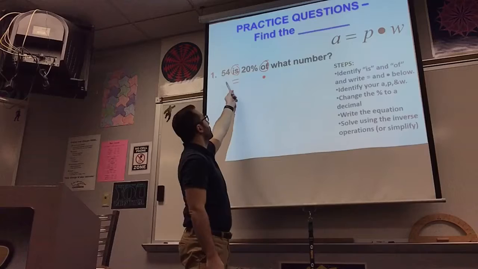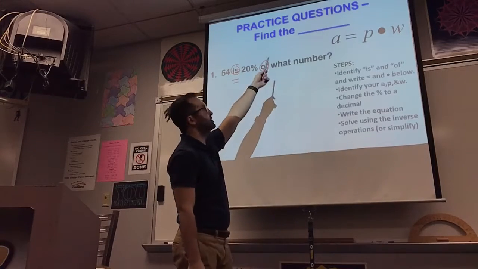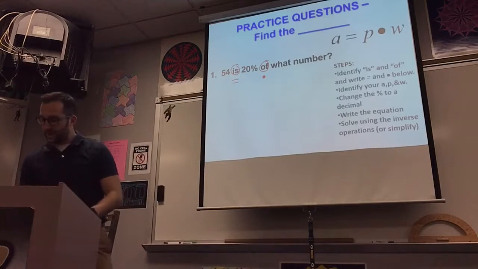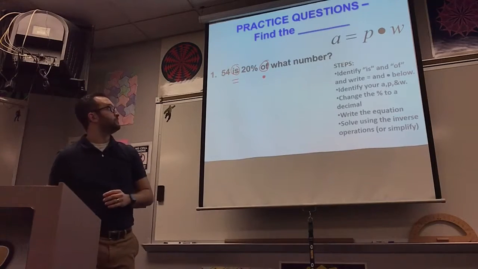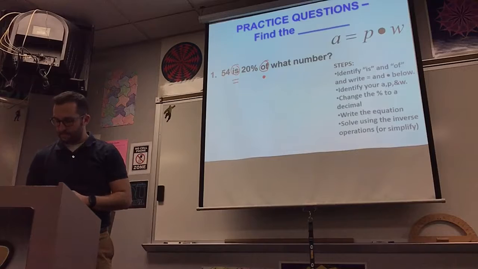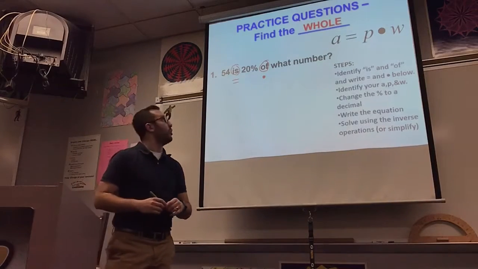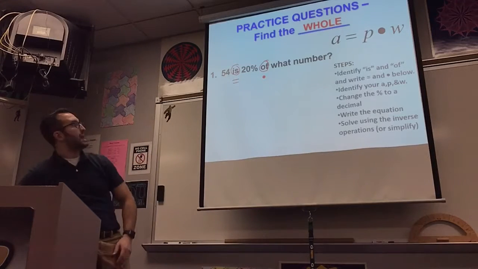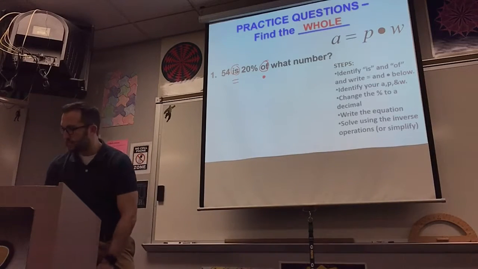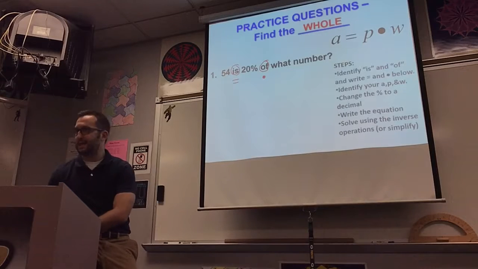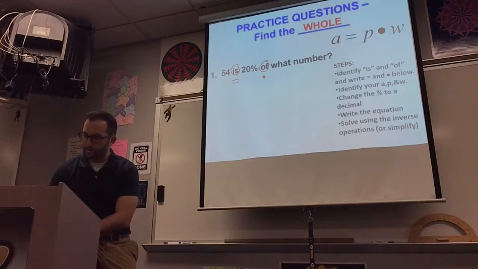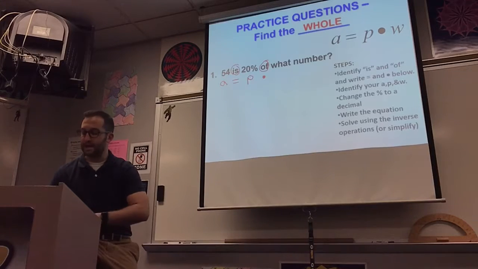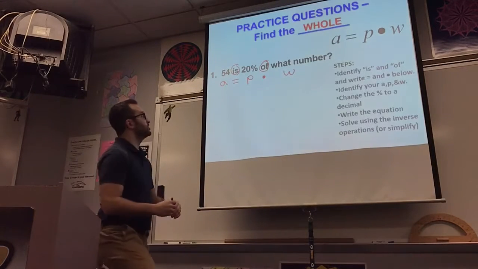So now, what are we looking for? Are we looking for the A, the P, or the W? What don't we know? The W. That would be the whole value, right? So we want to fill that in. We don't know the whole. Find the whole value. That's what we're doing here. So now let's identify our A, our P, and our W. What's our A going to be? 54, right? A. What's our P? 20%, and our W. Notice, all we're doing is translating.